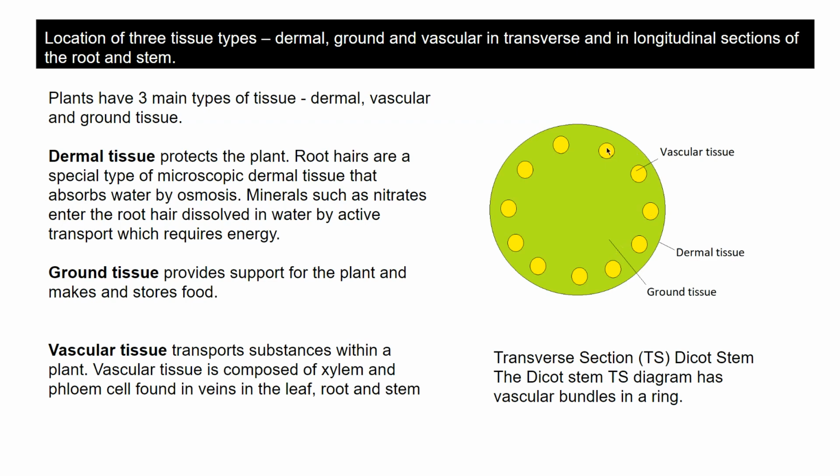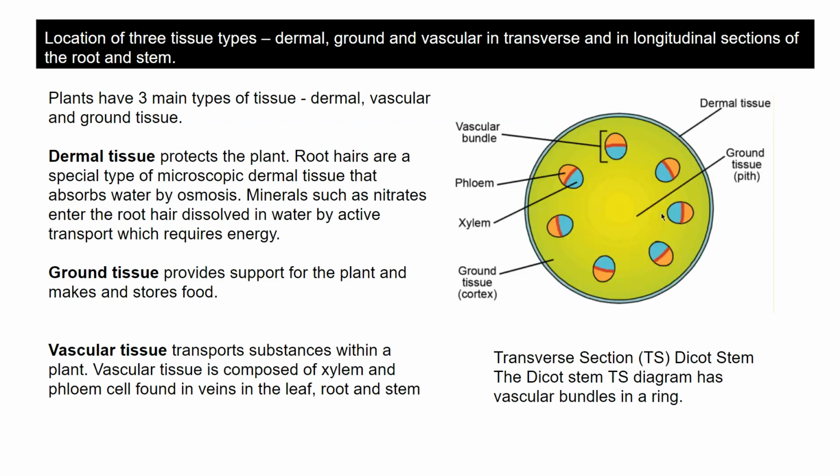So in a slice through a stem, called a transverse section through a stem, we can see the veins. The veins are called vascular tissue. Here's another diagram of vascular tissue. And if we examine that, we'll see that the outer part of the vascular tissue is made up of phloem cells, which carry food away from the leaves. And the inner part is made up of xylem cells, which carry water up from the roots.